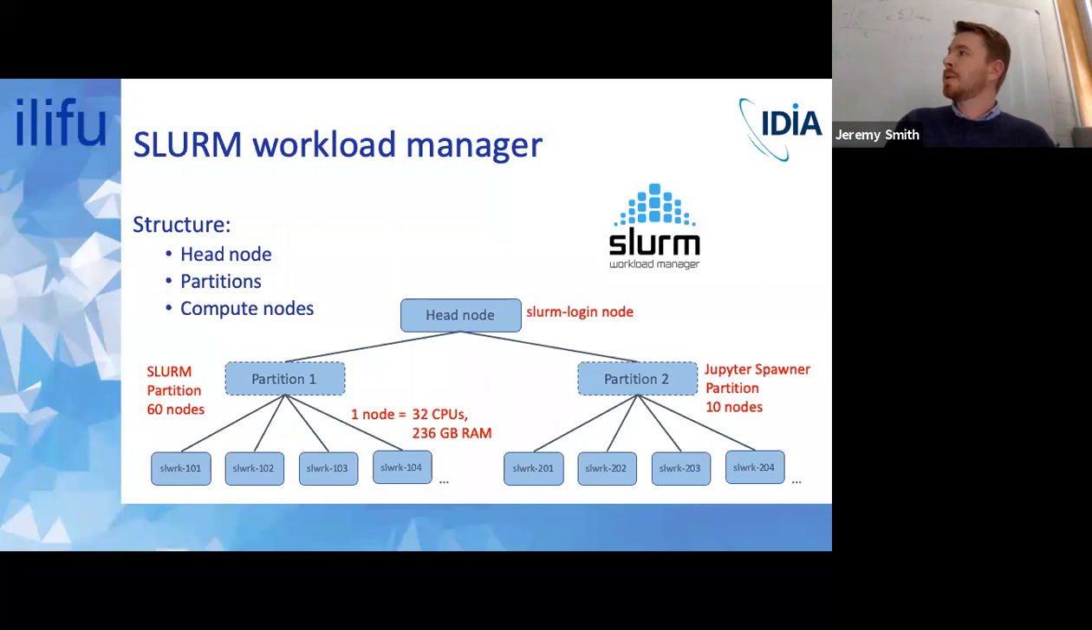The second partition that's important for users at the moment is the Jupyter spawner partition. You don't actively use this partition, but when you're selecting a Jupyter notebook or spawner, that Jupyter node exists inside partition 2. I'll demonstrate that at a later stage. The Jupyter spawner currently has 10 nodes. So that's the structure.